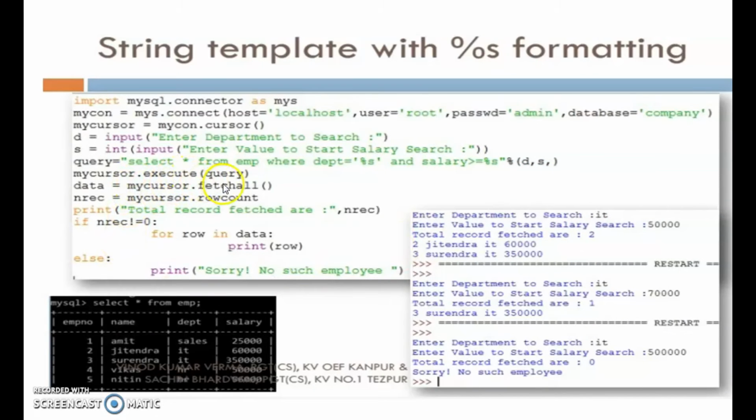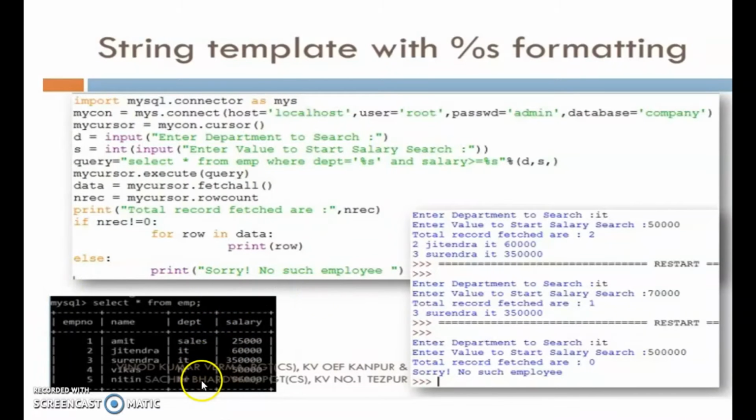Then my cursor dot execute query, then data is equal to my cursor dot fetchall. Fetchall means it will read all the records from your database. Then NREC, that is number of records, is equal to my cursor dot rowcount. Rowcount will count how many records you read from your database. Then print total records fetched are NREC. If NREC not equal to 0, then by using a for loop you can print each record, that is for row in data, print row. Otherwise, print sorry, no such employee.